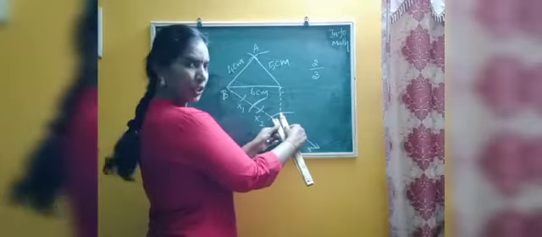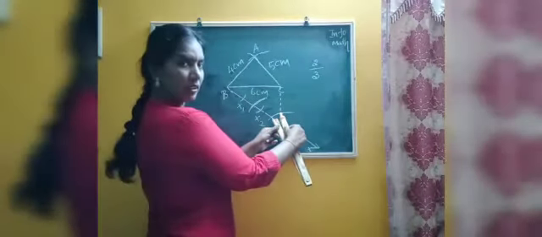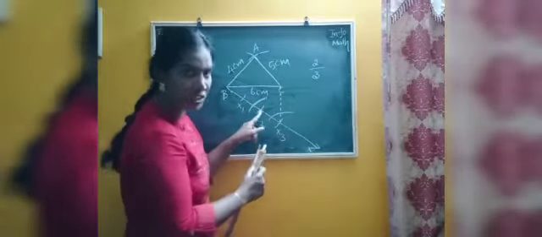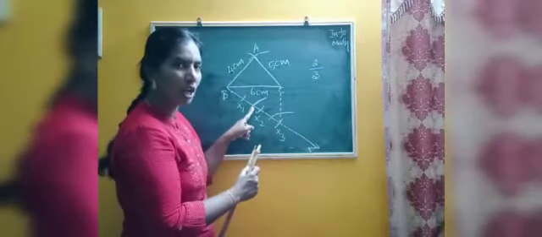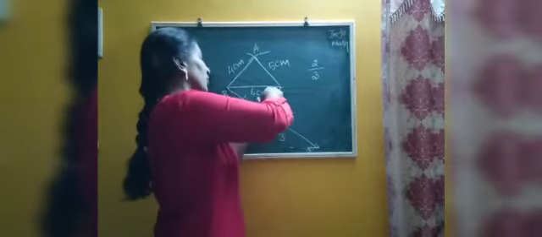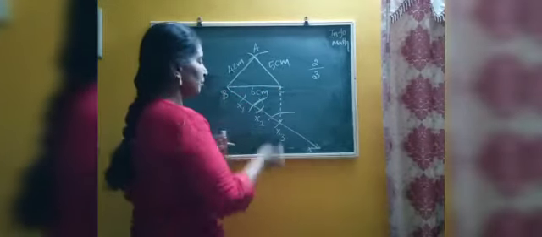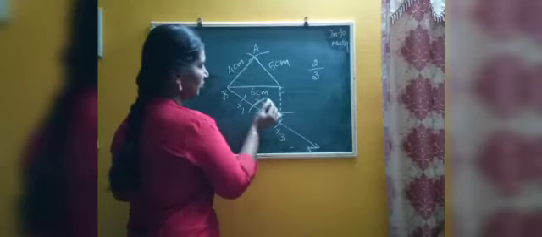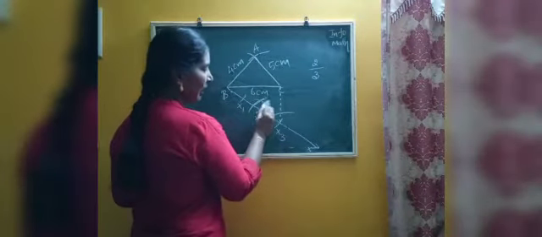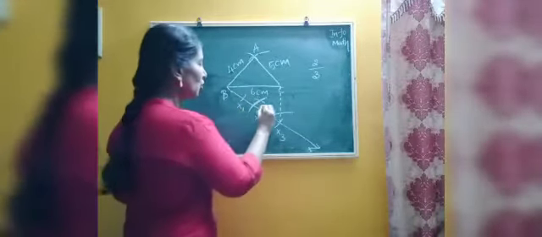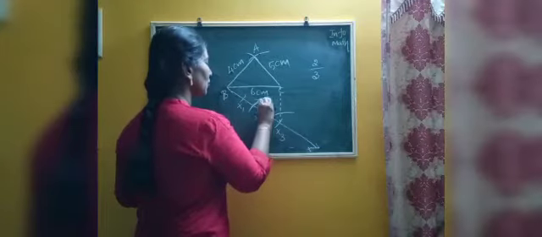After measuring, with the same measurement, fix your compass here. Don't fix it on X2; fix it on the new arc which you drew, and draw an arc. Now from X2, draw a line through the intersecting point.